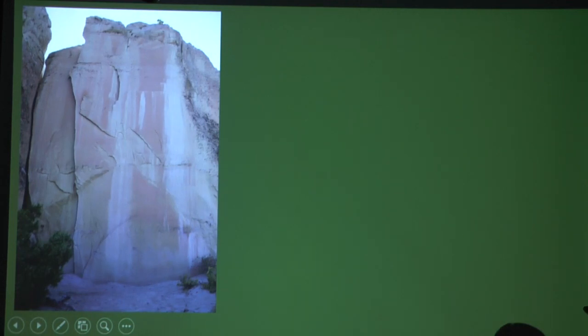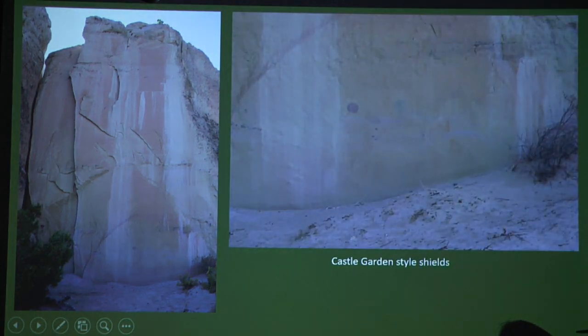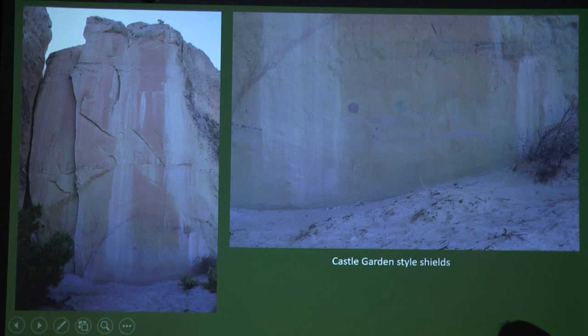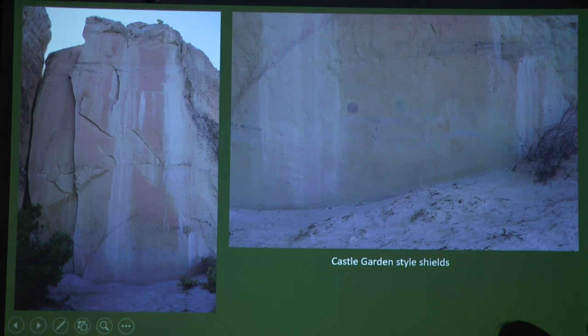All right, so let's go to the main panel at Valley of the Shields. The shields that you see there are what we call Castle Garden style shields. We say that because the site where they were first discovered is at Castle Garden, Wyoming, east of Riverton, Wyoming. There are a lot of different shield figures out there, but this particular kind of shield figure is made in a very particular way.